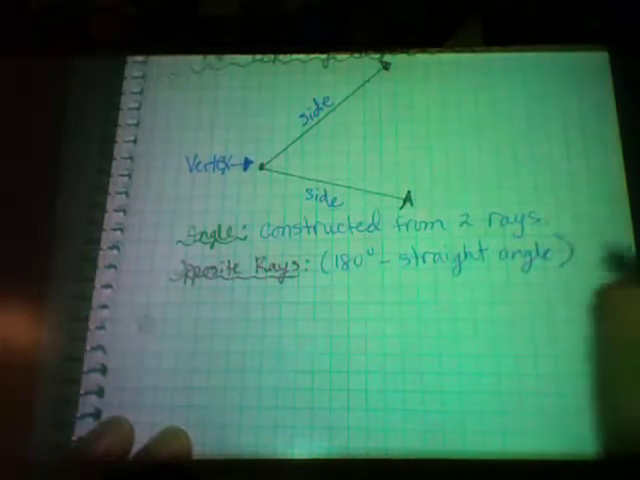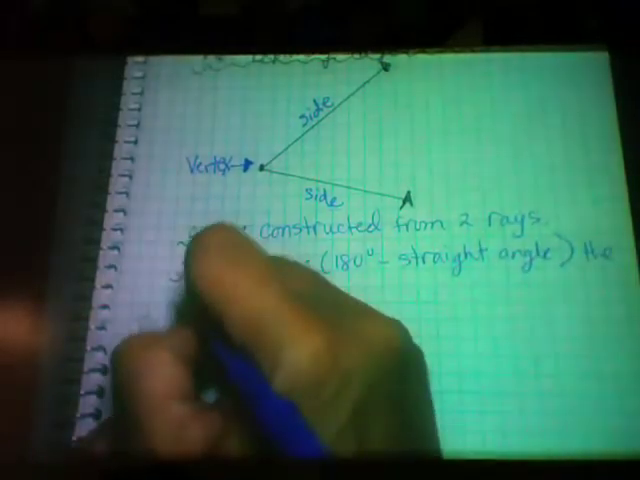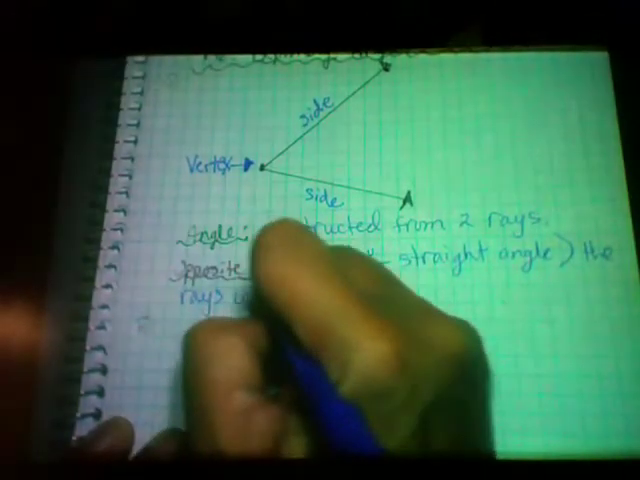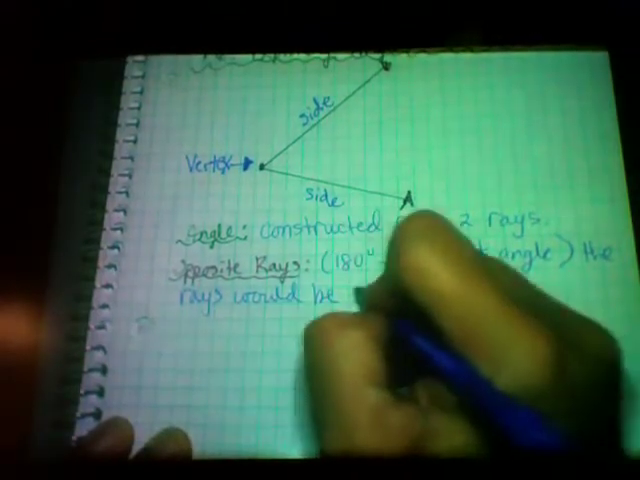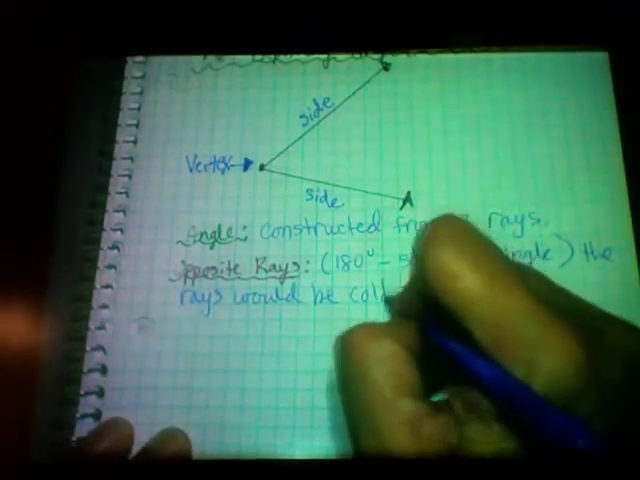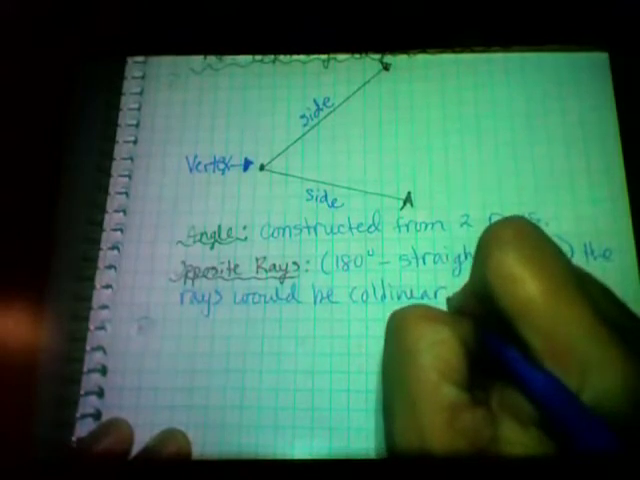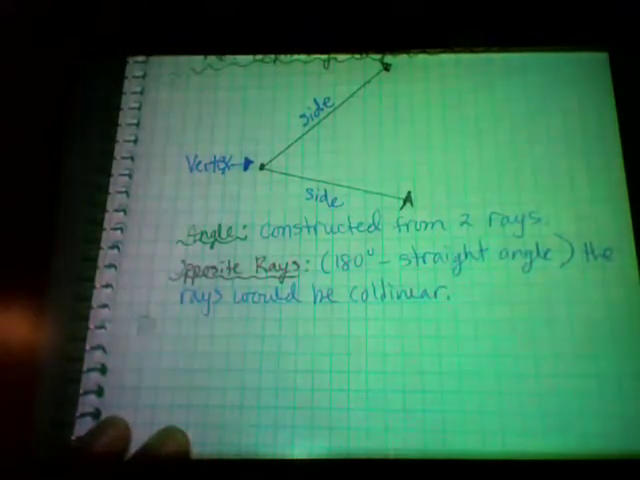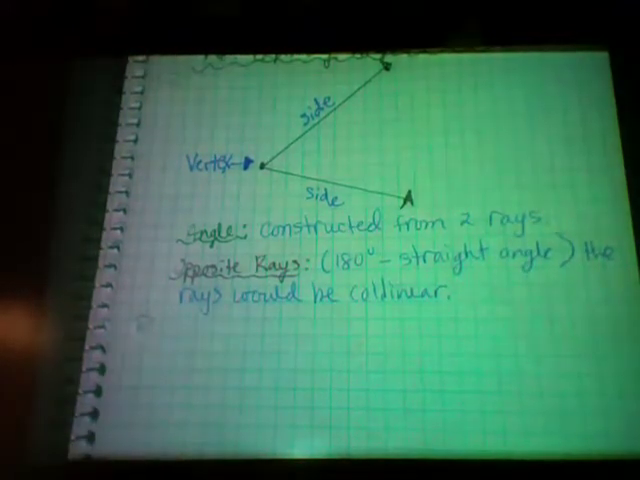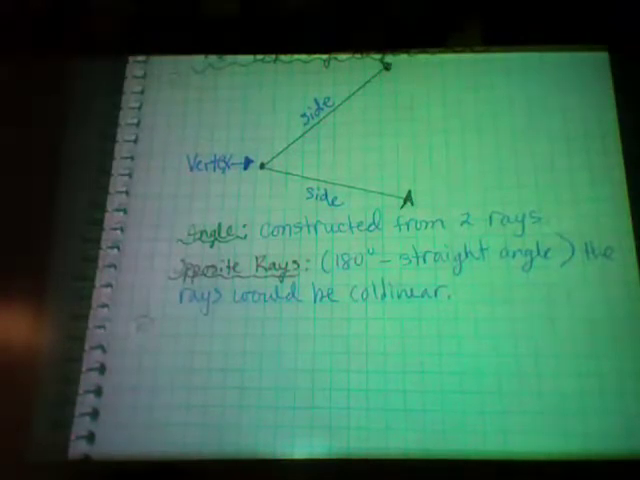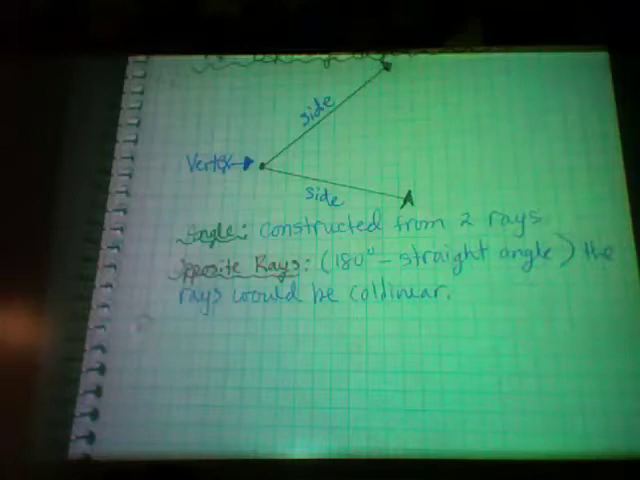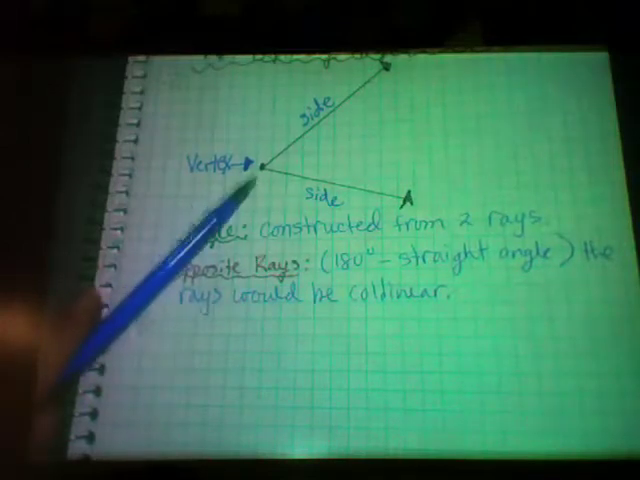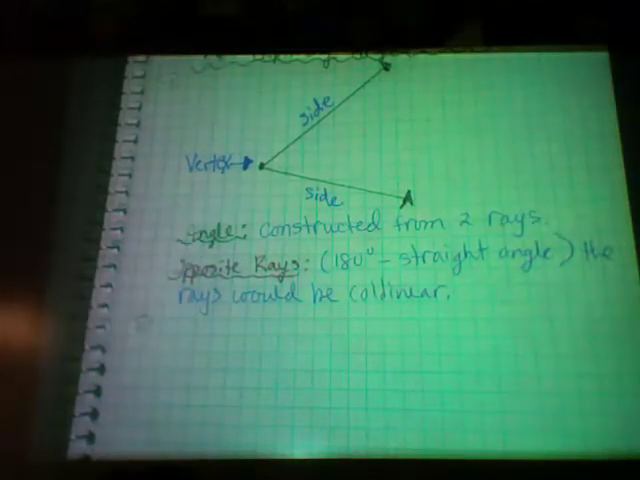And then you might also say that the rays would be collinear. What does that mean? They're on the same line, right? They have the same endpoint. That vertex of those opposite rays is the same endpoint.